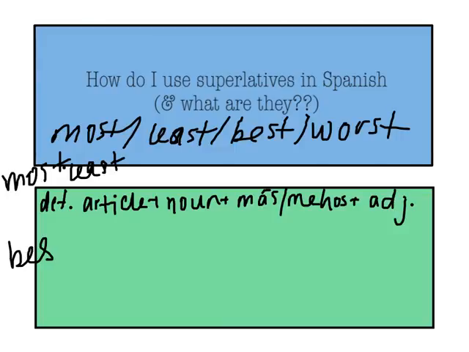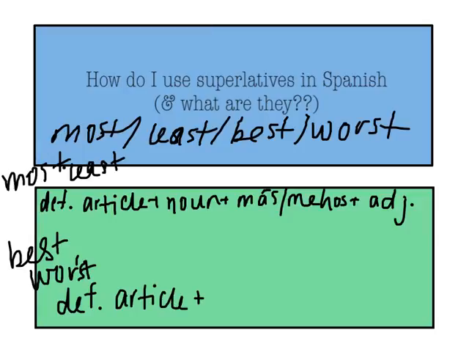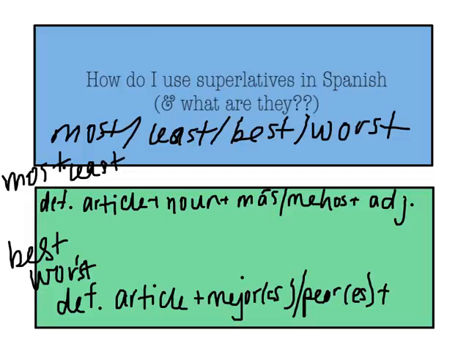The other one that we learned is for best or worst. And we learned that you'll once again use your definite article and then mejor, mejores, or peor, peores, plus your noun.